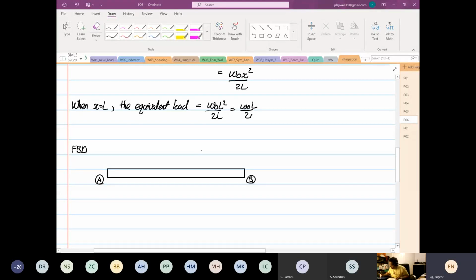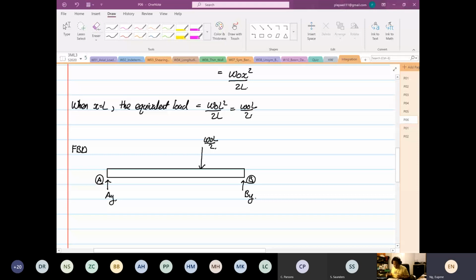So we have a load coming down here, which is equal to omega naught L divided by 2, because we are looking at the entire length now. This is our BY, and this is our AY.